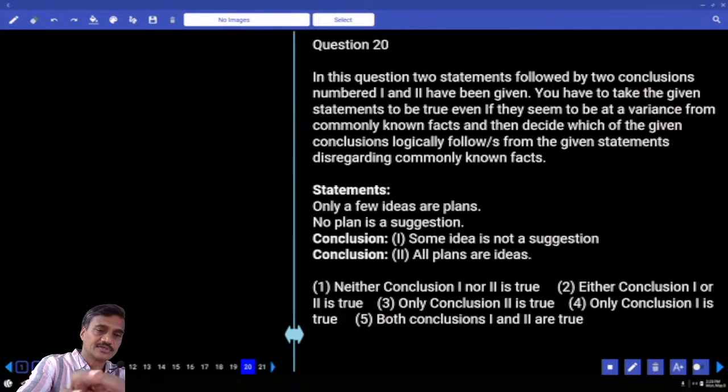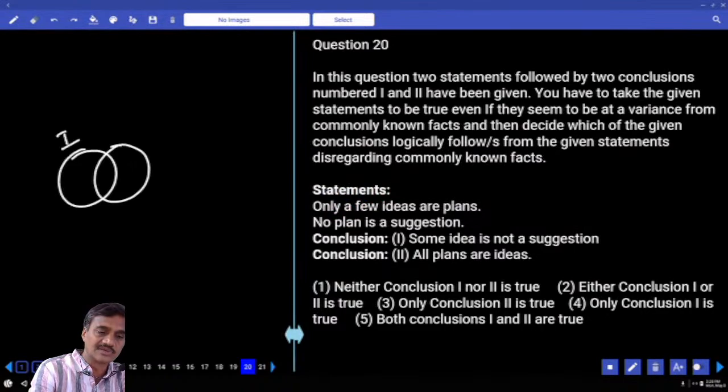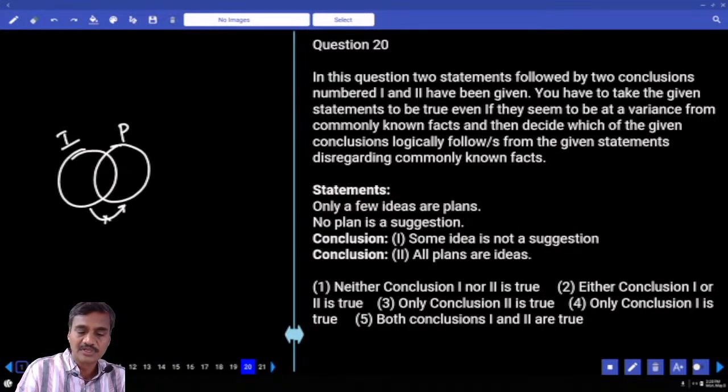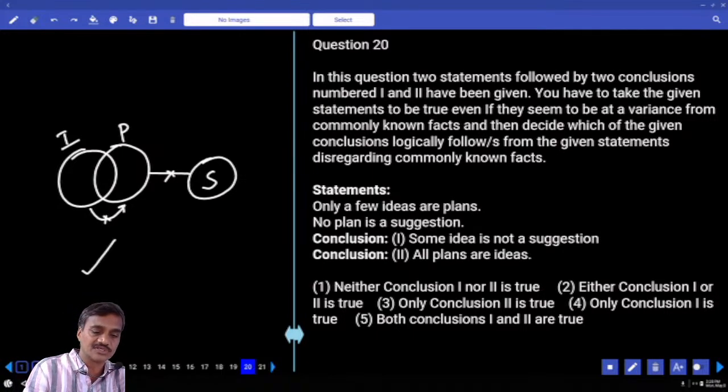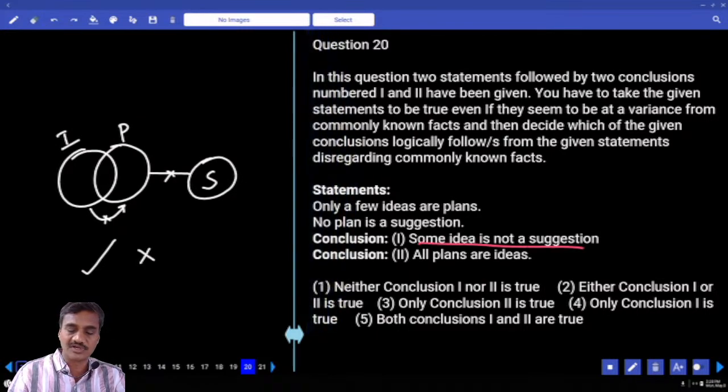The next one, 20th. Only a few ideas are plans. Only a few ideas are plans means only some ideas are plans but not all. And next one, no plan is a suggestion, no intersection between plan and a suggestion. Then some ideas are not suggestion. Some ideas are not suggestion, as of now it is true. All plans are ideas, that is false.